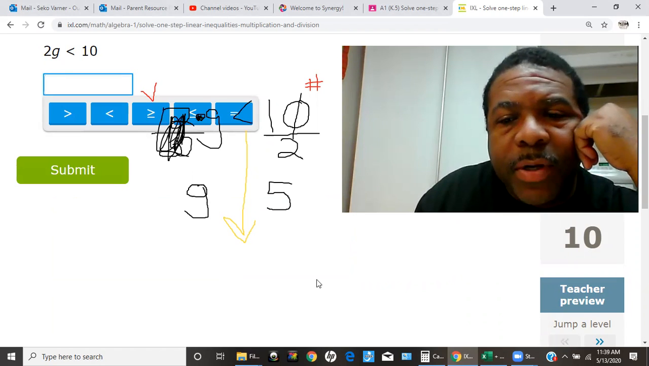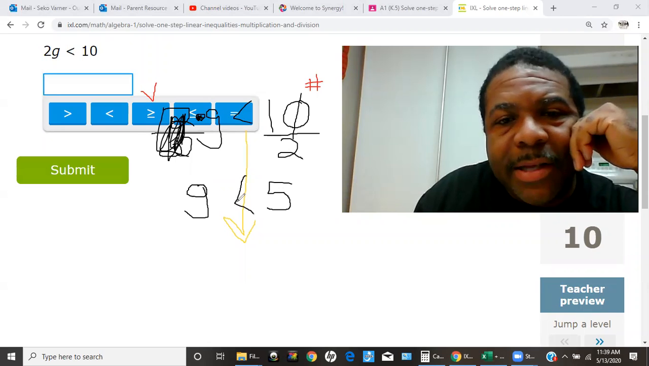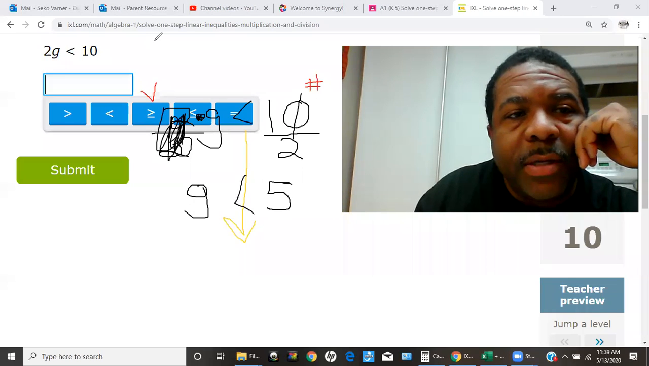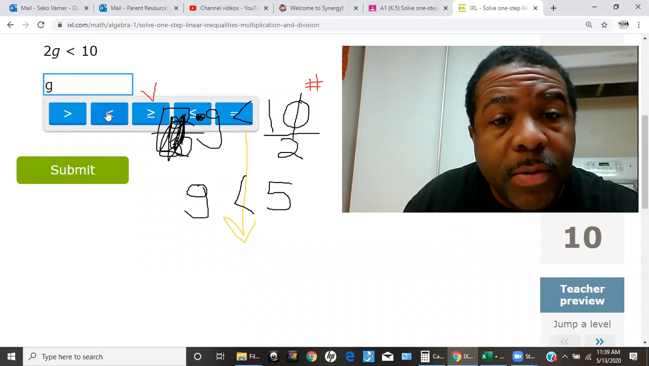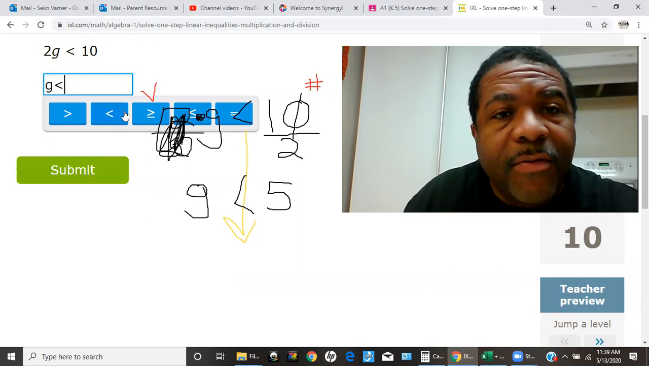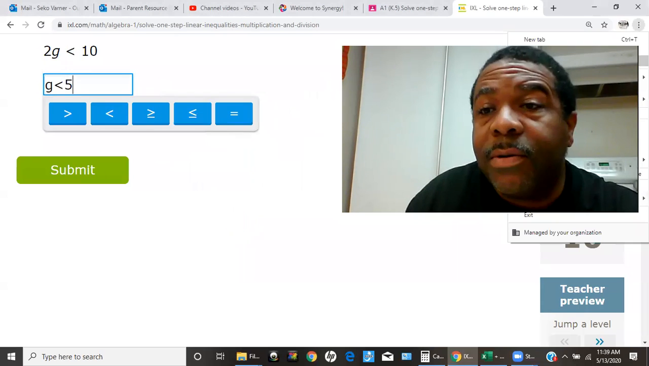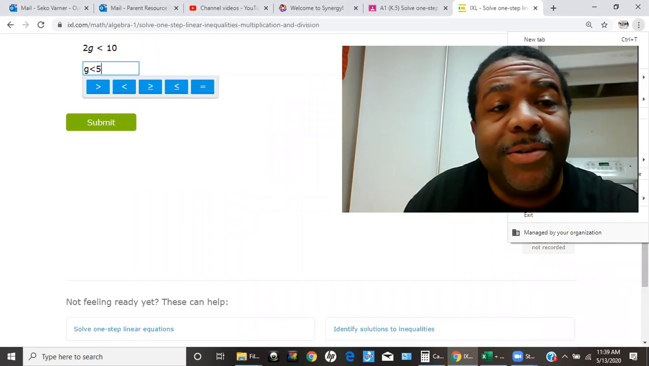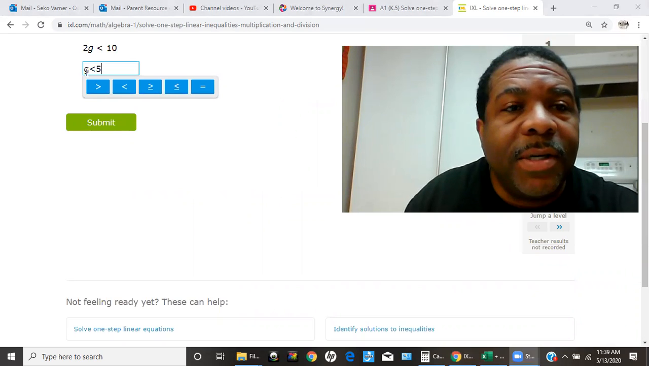And we're going to bring down our less than sign. So now we have g is less than 5. Now we can go to the box, type in g, use one of the tools, is less than 5. Let's see if I'm absolutely correct. I can make mistakes too. Okay. g is less than 5.